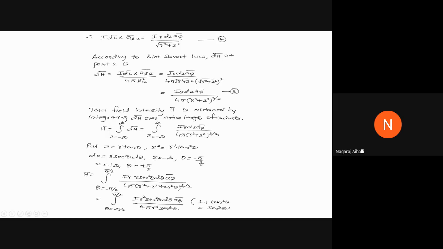How much will be theta? If you put Z equal to minus infinity, what is the value of theta? If you substitute here, it will be tan theta is equal to minus infinity. What is the tan inverse of minus infinity? We have discussed this in one of the classes: minus 90 degrees, minus pi by 2. That is, theta is equal to minus pi by 2.